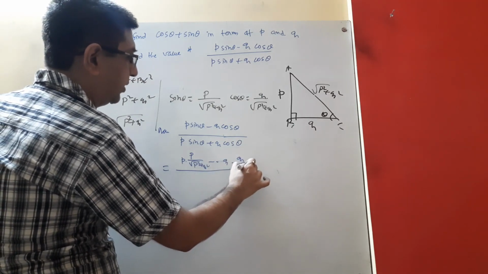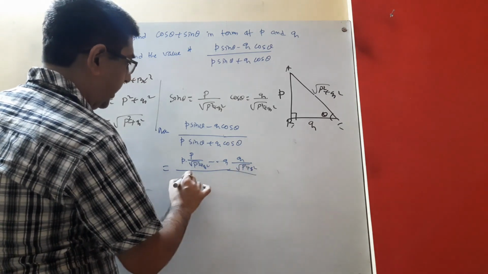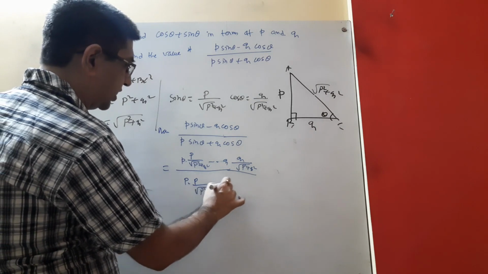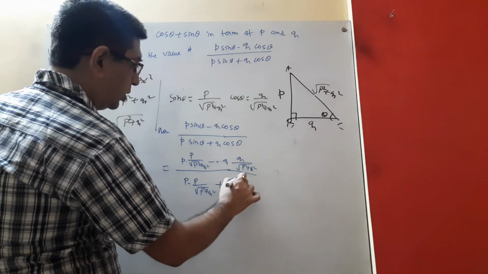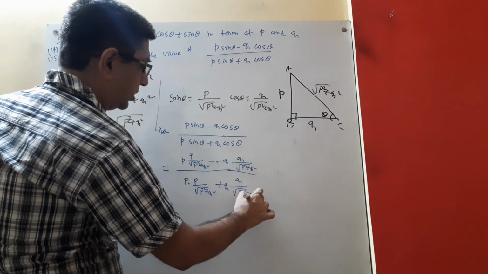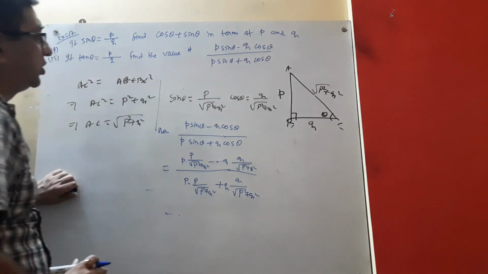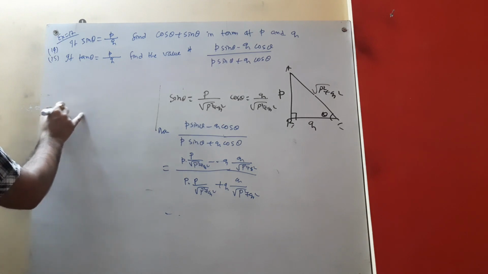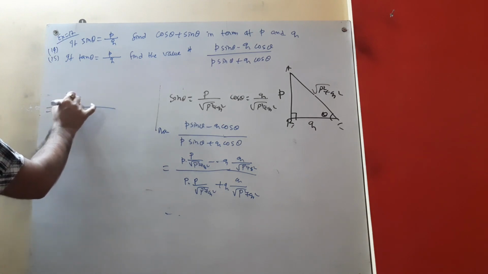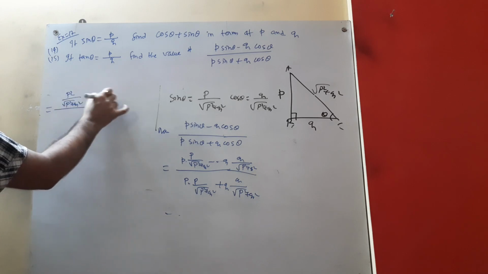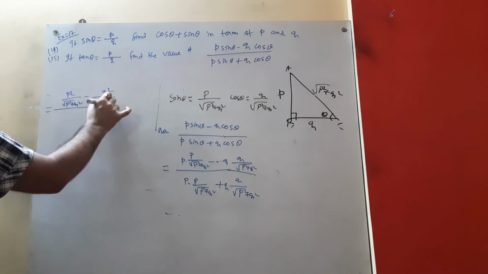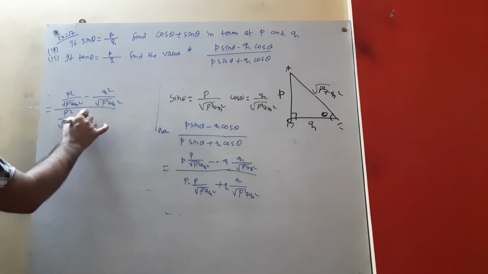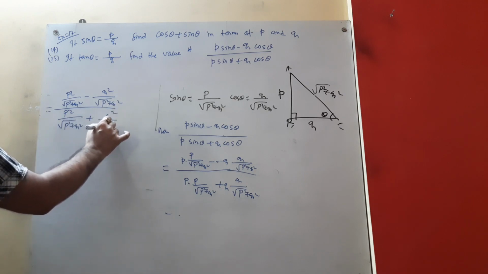Q by root under P square plus Q square, same thing, P into P by root over P square plus Q square, just plus sign, Q into Q by root over P square plus Q square. So we are getting, which value are we getting? Here I am doing P square by root under P square plus Q square minus Q square by root under P square plus Q square.